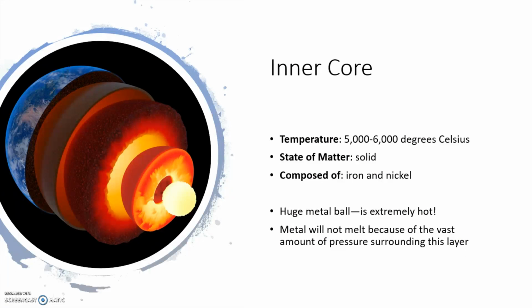So let's start on the very inside, which is the inner core. So here's another image, this little ball of fire, if you want to think of it like that. The temperature is about 5,000 to 6,000 degrees Celsius, which is really, really hot. Its state of matter is solid, and it is composed of iron and nickel. So you can just think of it as a huge metal ball of fire, super hot.